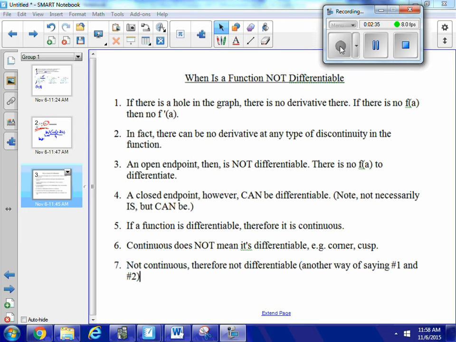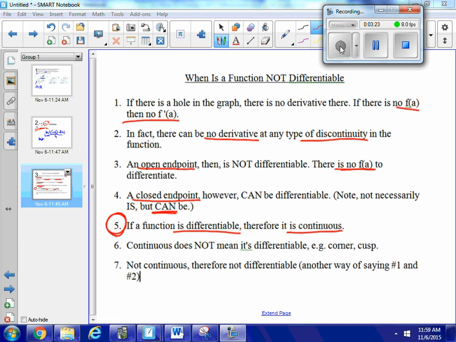If I have an open endpoint, it's not differentiable. Again, there is no f of a. If I have a closed endpoint, though, that can be differentiable. Not necessarily, but it can be. So this is an important point, and this is what most people remember: if a function is differentiable, it is continuous. So wherever I have a function that is differentiable, that function is continuous.